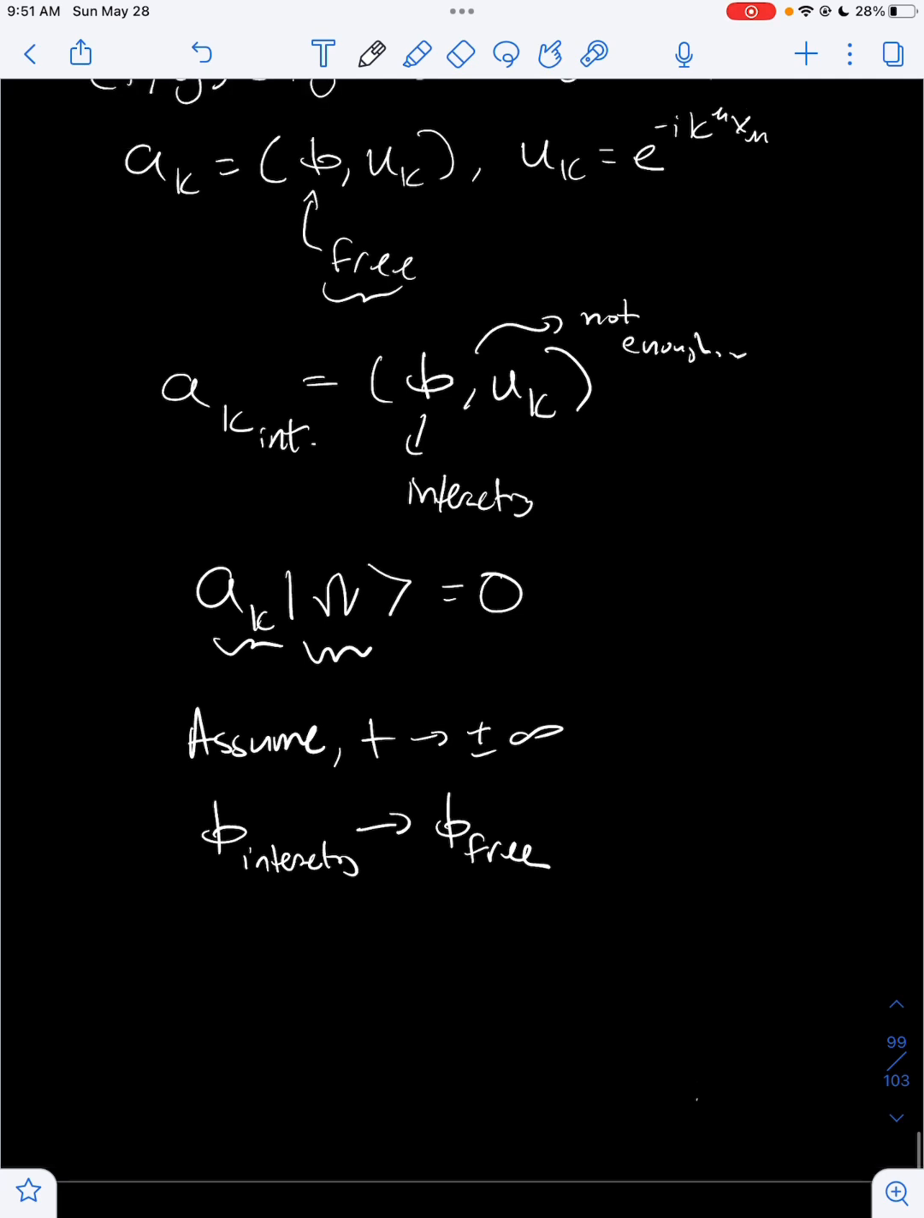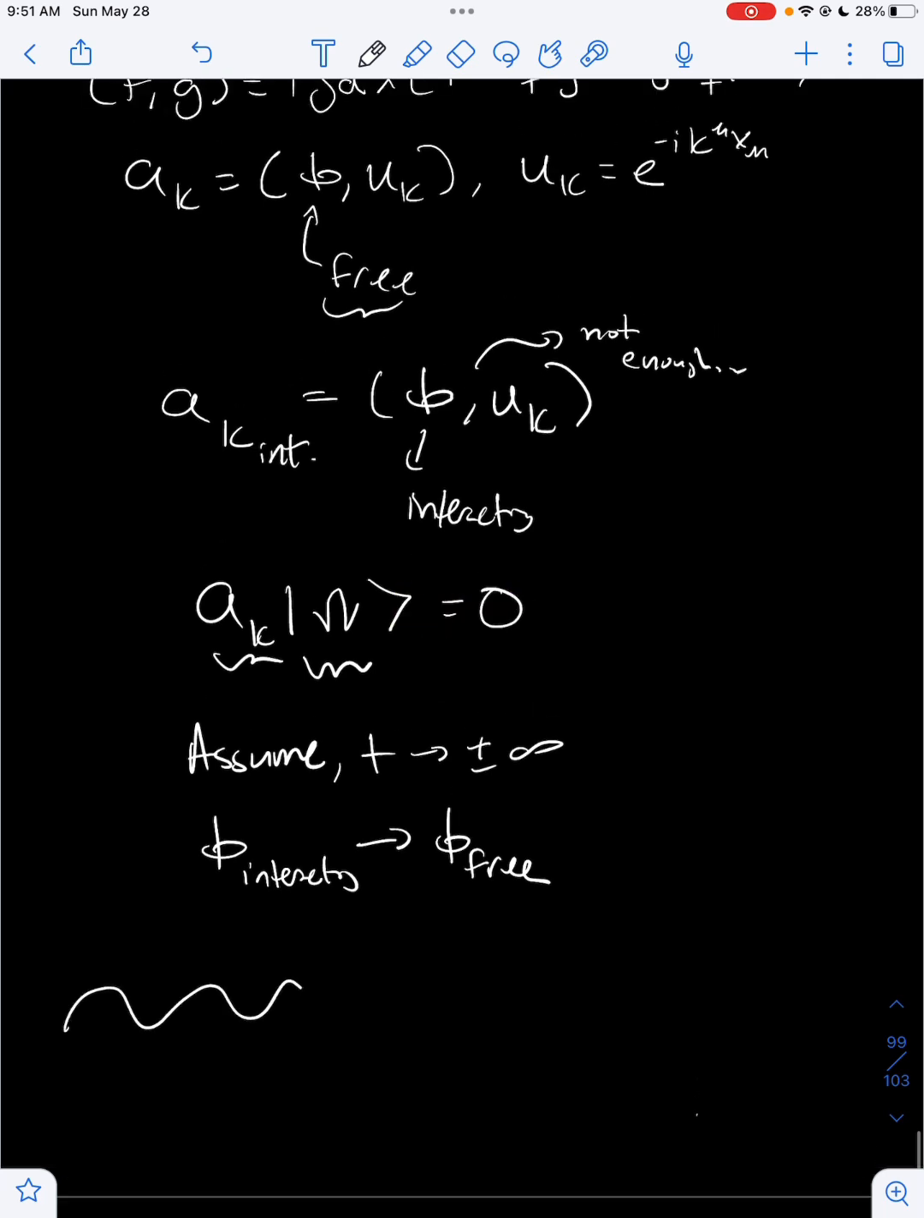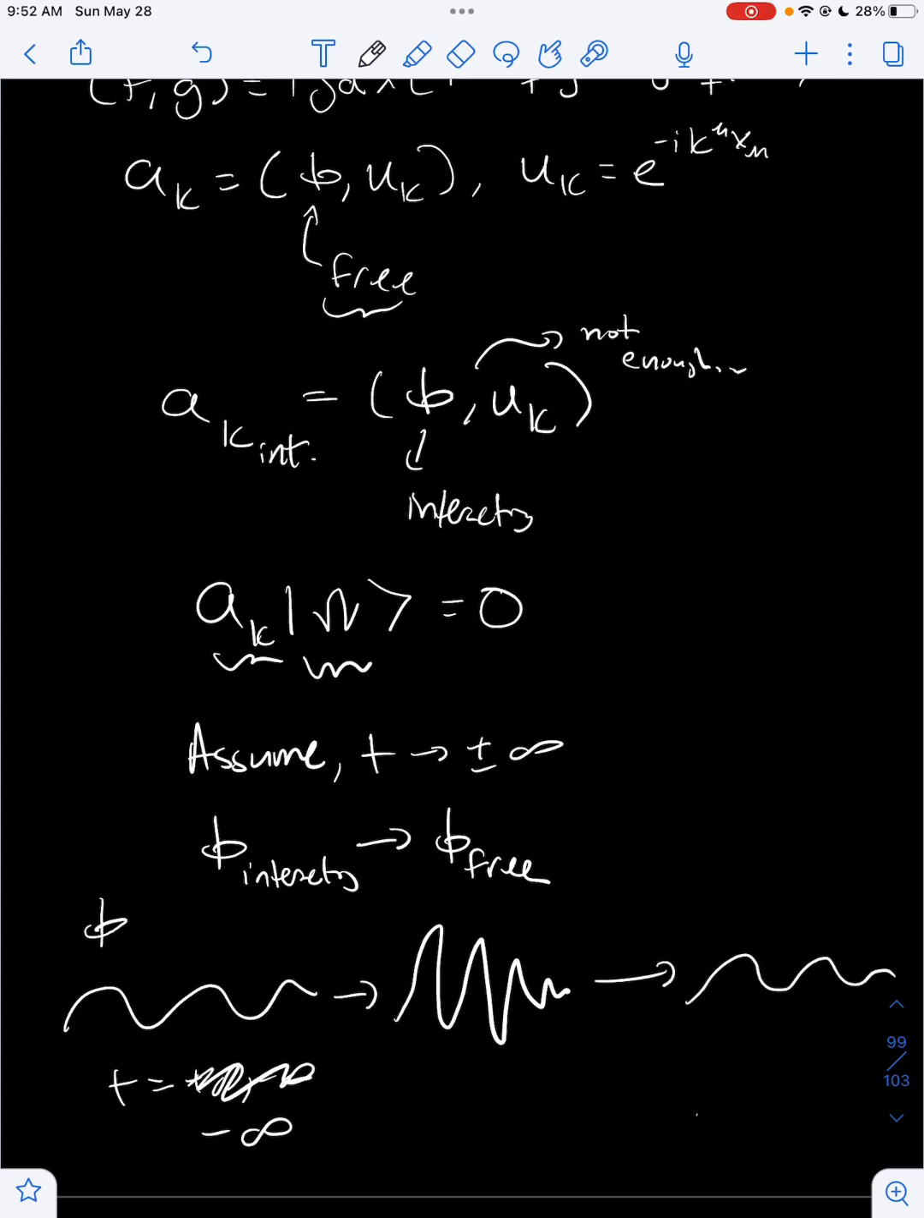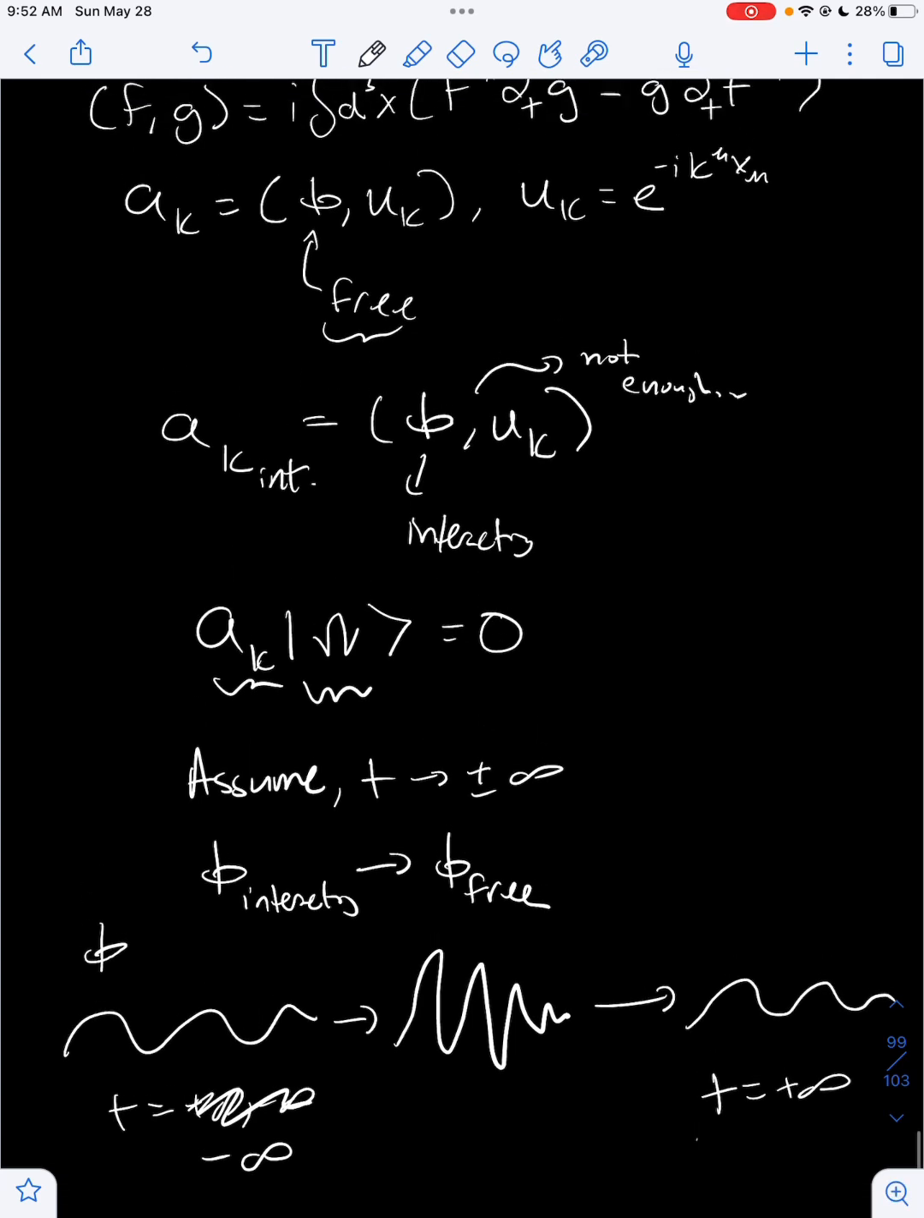So basically, we're assuming that our fields start off free in asymptotic times, and then over time, the field takes its interacting form. So here's t equals minus infinity, and then the field takes its complicated interacting form, and then becomes a nice free field again when t is plus infinity. And in that way, we are able to plug in the free field expressions into the interacting annihilation operator in order to build particle states.